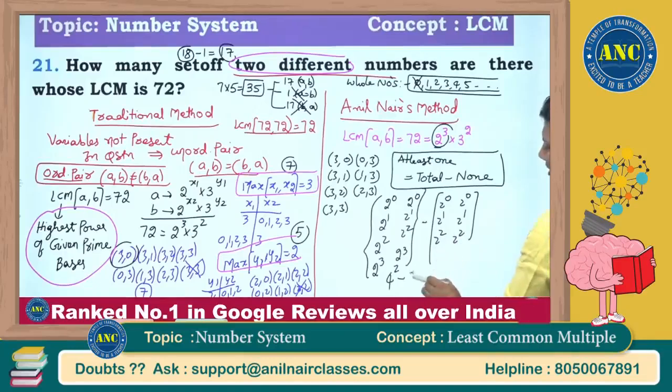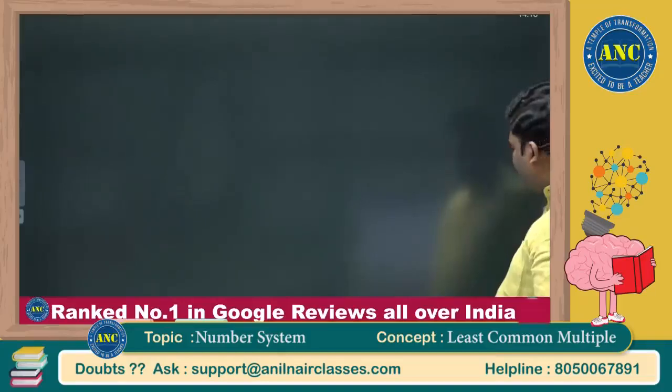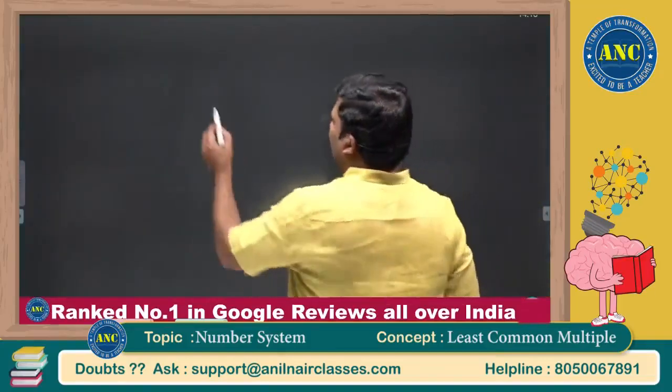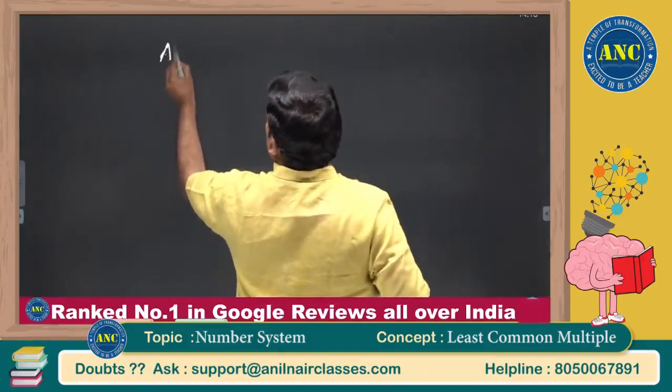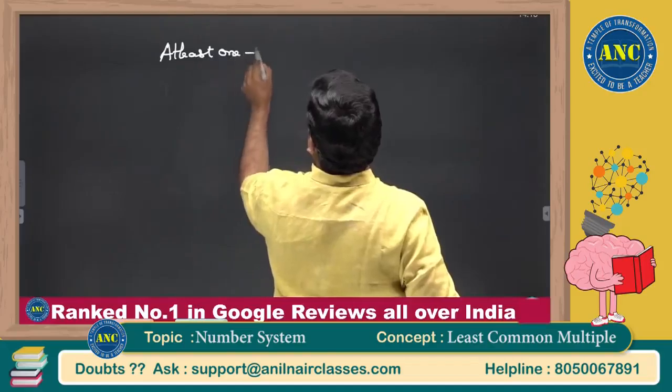So, how many cases? 4 square minus 3 square. 16 minus 9, which is 7. Listen carefully, sir. You might get a doubt here, so I will explain it clearly. At least one. This slide should help you understand what those cases are.